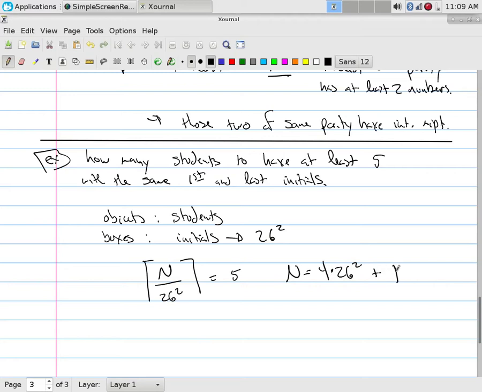Does it look like the division rule? It is the division rule, right? I'm breaking everybody up into 26 squared boxes. Worst case scenario is I have 4 in all the boxes. When's the next time I have 5? I have a remainder of 1, he has to go somewhere. So it's just an application of the division rule. Normally I would like you to just simply leave it like that, but you can always just do the arithmetic.